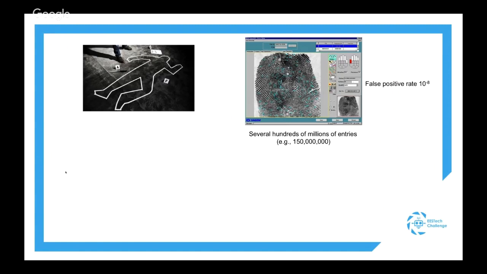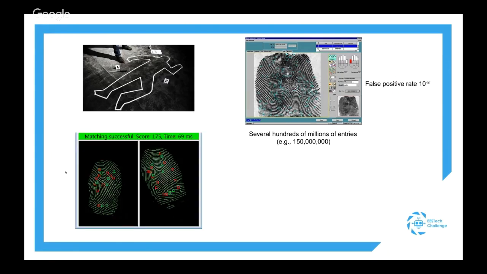Now, the false positive rate is very low, let's say 10 to the minus 8. So you are only going to falsely identify a fingerprint once in 10 to the 8, almost once in 100 million. And let's say that you passed the fingerprint you found at the crime scene through the database and found a match. Should you convict this person?